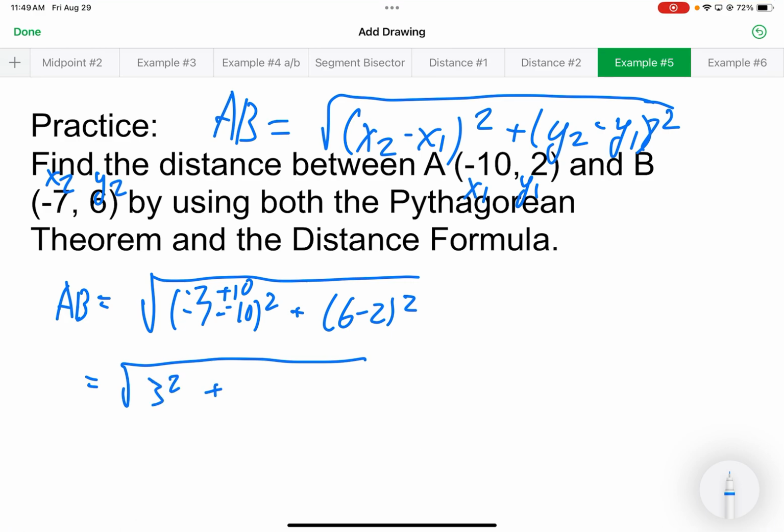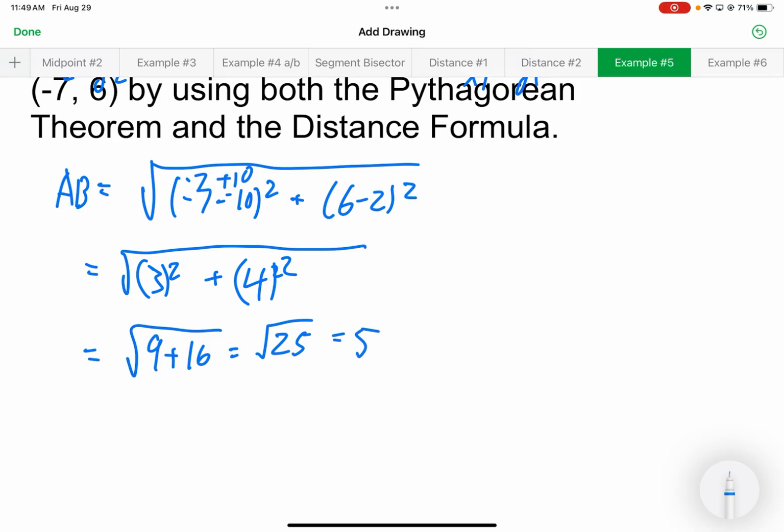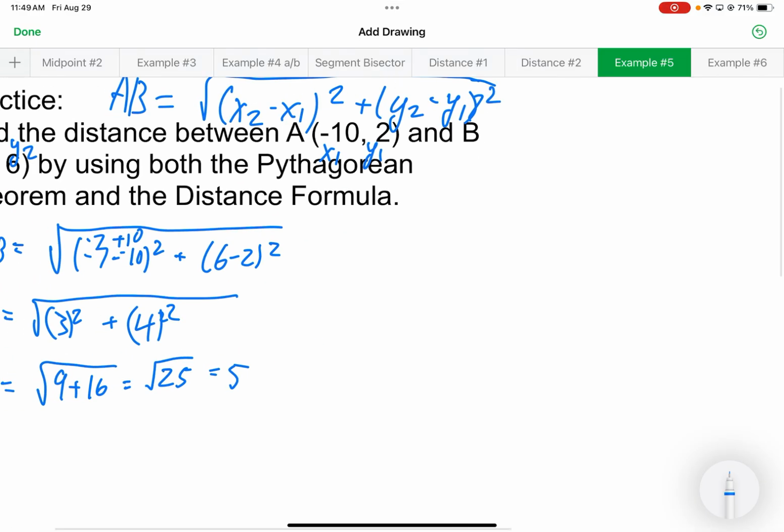So then 3 squared, good. All right, and then 6 minus 2? That's easy money. 4 squared. Okay. So then what's 3 squared? 9. Yes. 4 squared? 9 and 16? 25. That's a perfect square. What is it? 5. Yeah, so we get an answer of 5. All right, cool. All right, you ready for a little bit of a throwback when we do the Pythagorean theorem?